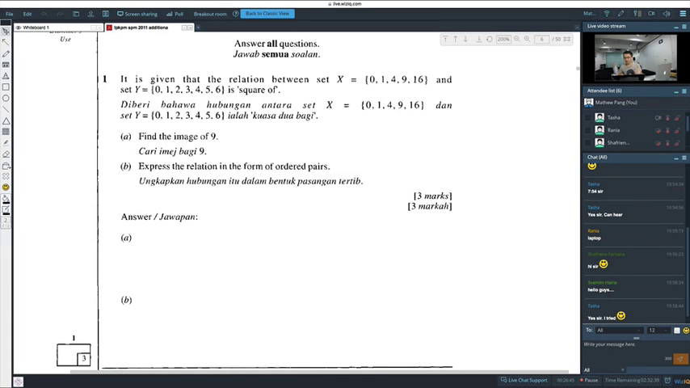Alright, so today we're going to discuss the SPM past year paper 2011, paper 1. Alright, so let's go to the first question.